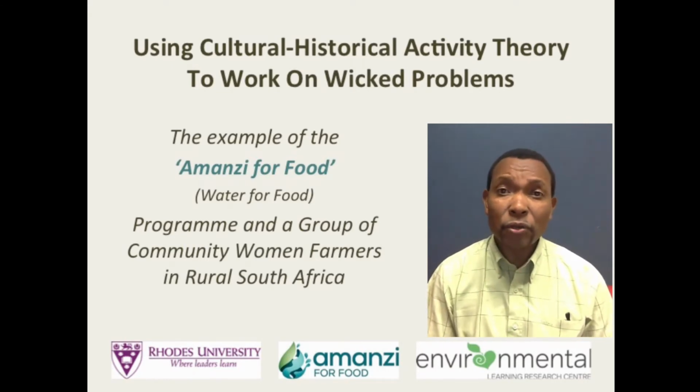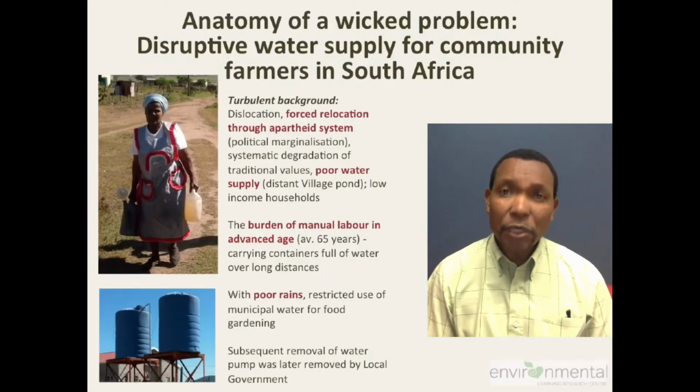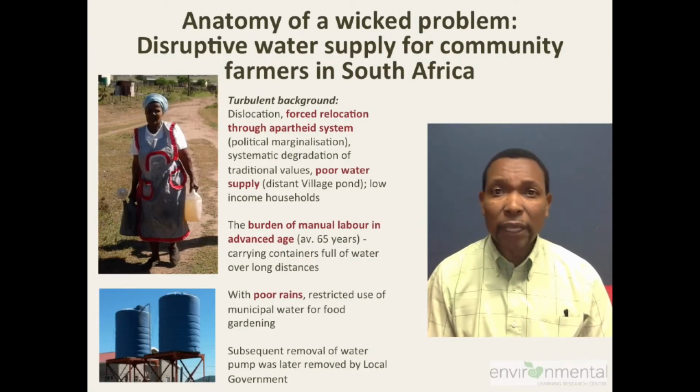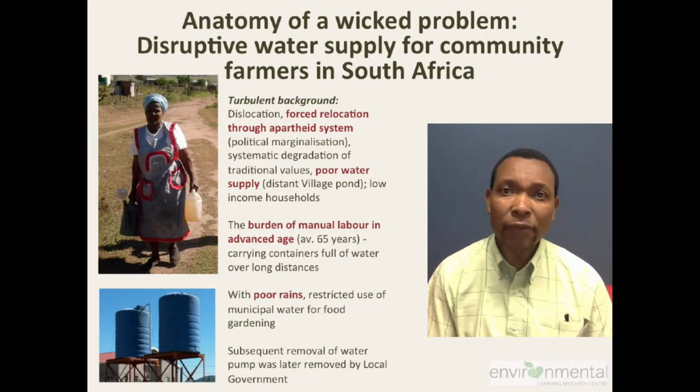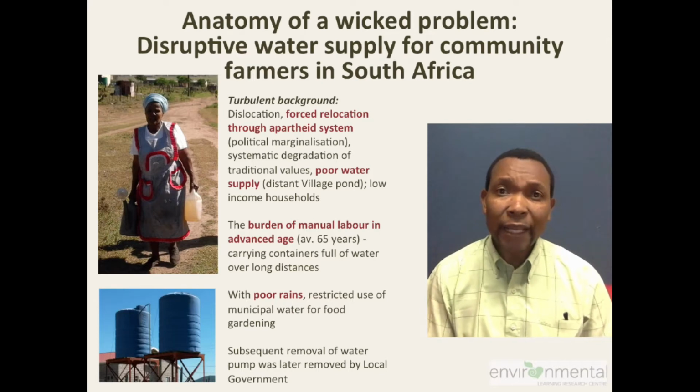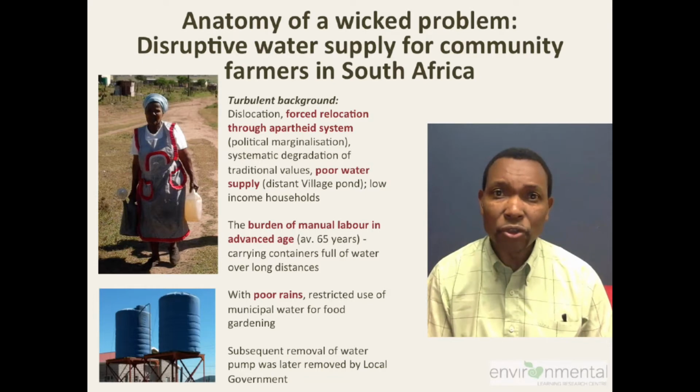These farmers come out of a community which has got a very turbulent background characterized by dislocation and forced resettlement through the system of apartheid. These farmers found themselves settling in an area with a very big problem of water scarcity, yet they needed water to grow crops and vegetables to improve their livelihoods and to improve the nutrition of their children.